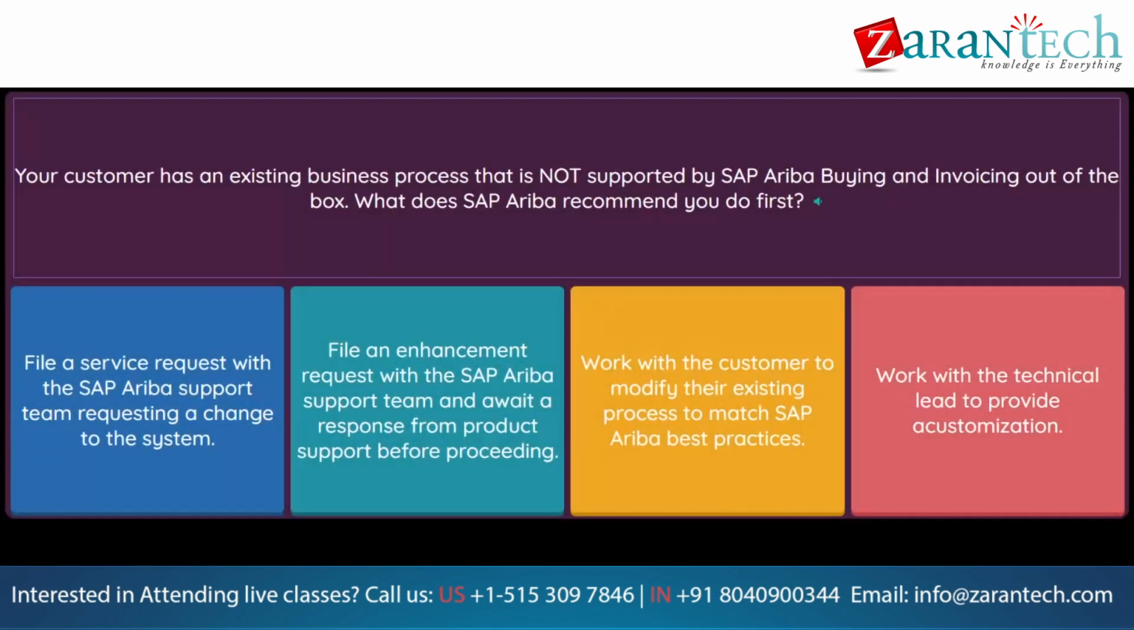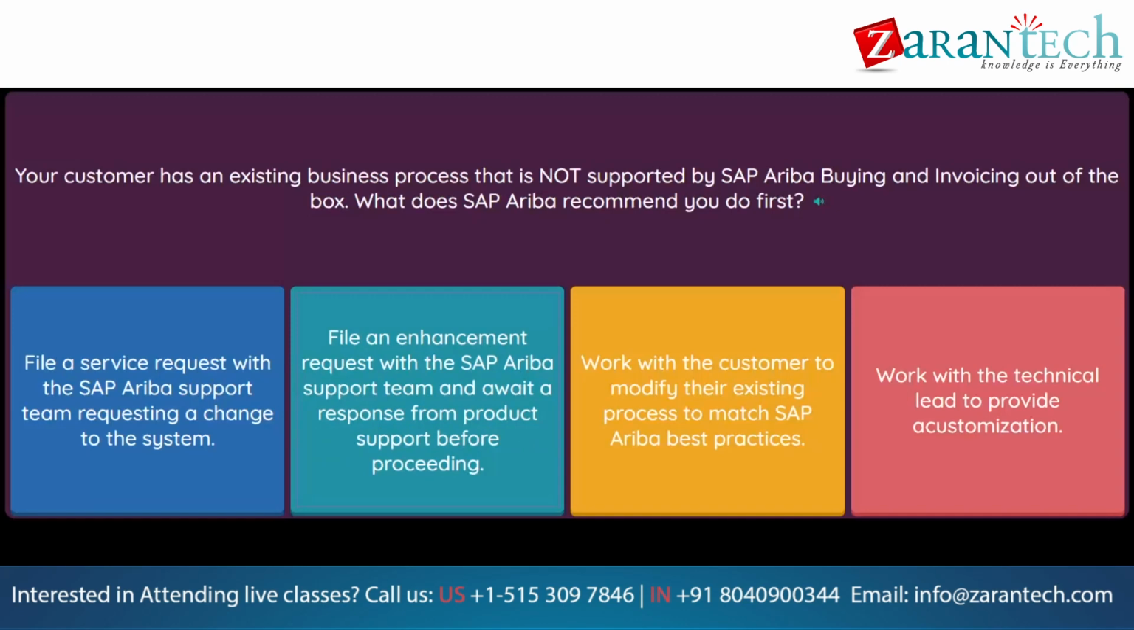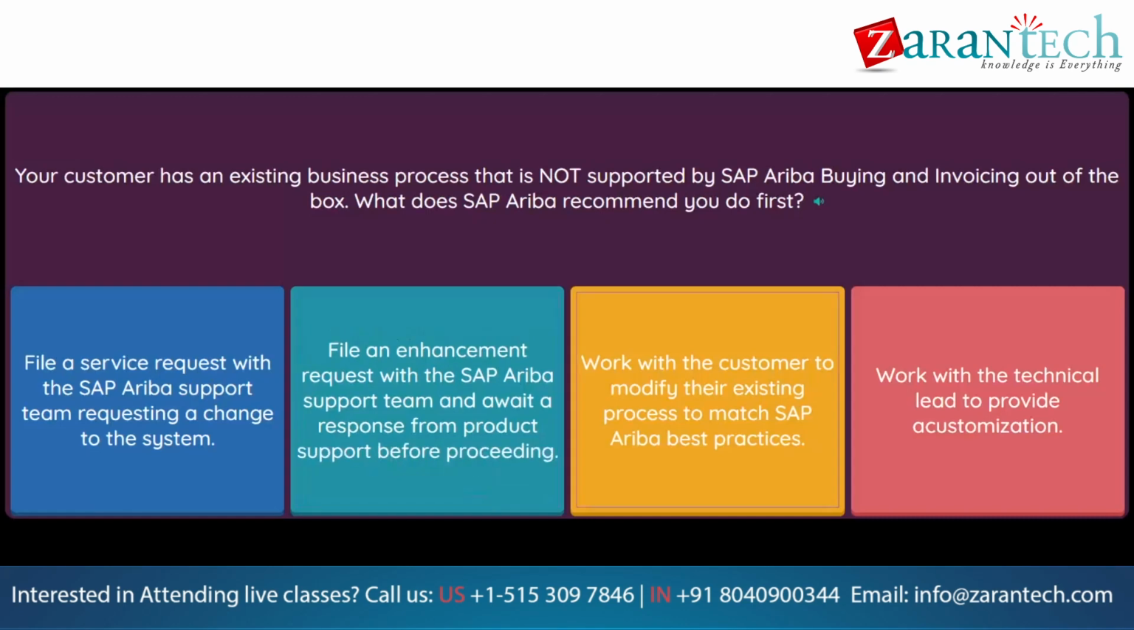Question: your customer has an existing business process that is not supported by SAP Ariba buying and invoicing out of the box. What does SAP Ariba recommend you do first? Option 1, file a service request with the SAP Ariba support team requesting a change to the system. Option 2, file an enhancement request with the SAP Ariba support team and await a response from product support before proceeding. Option 3, work with the customer to modify their existing process to match SAP Ariba best practices. Option 4, work with the technical lead to provide a customization.